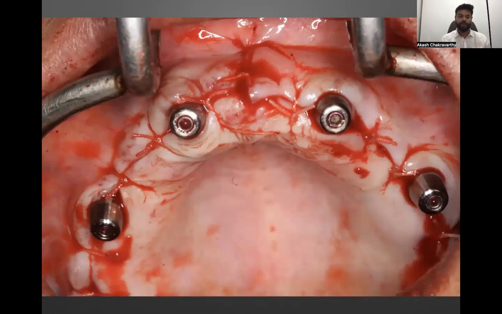Okay, now this is after the closure is done. I use rapid Vicryl, which resorbs in 10 days. I use simple interrupted sutures to close the surgical incision, and healing caps have been placed.